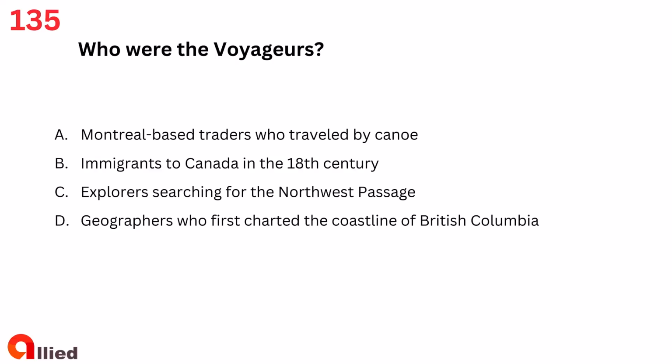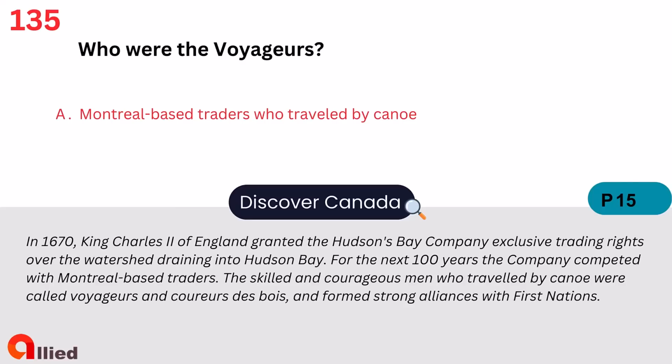Question 135. Who were the voyagers? A. Montreal-based traders who traveled by canoe. B. Immigrants to Canada in the 18th century. C. Explorers searching for the Northwest Passage. D. Geographers who first charted the coastline of British Columbia. The answer is A. Montreal-based traders who traveled by canoe.